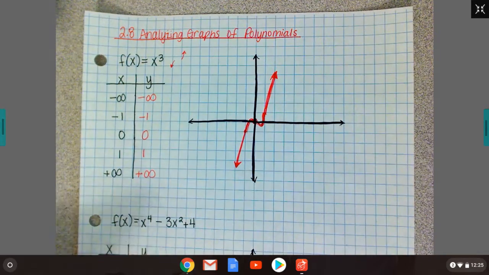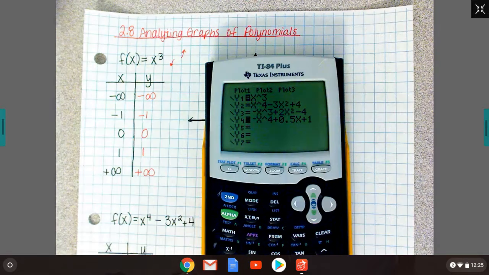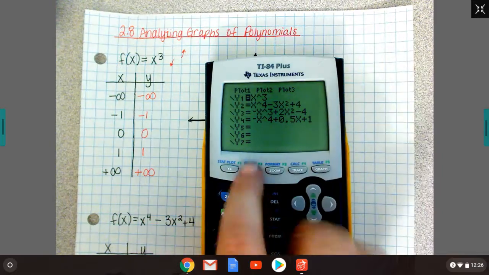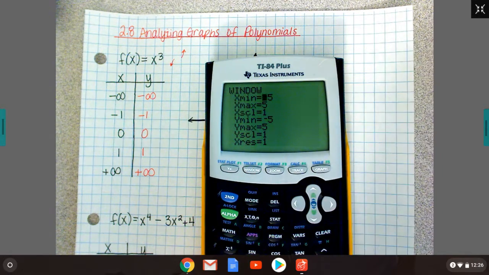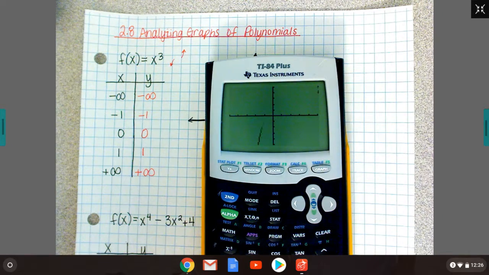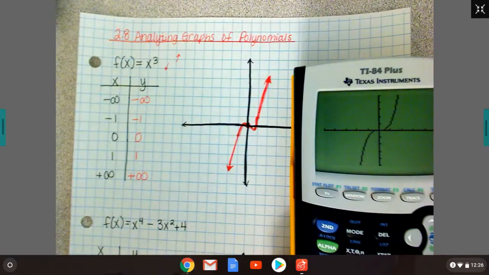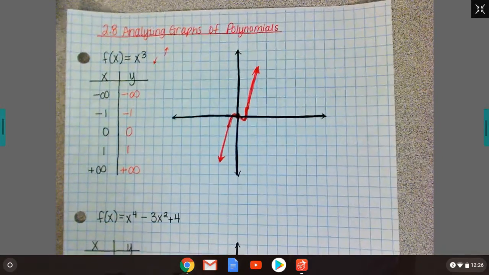It's good to check on a graphing calculator. So on our y equals, I've got a few functions in there. But my first one is y equals x cubed. Let's check our window first. Our window is at -5 to 5 and -5 to 5, so that should be good to graph. And that looks pretty darn close. We're zoomed in a little bit, but overall looks good. Let's do another one.